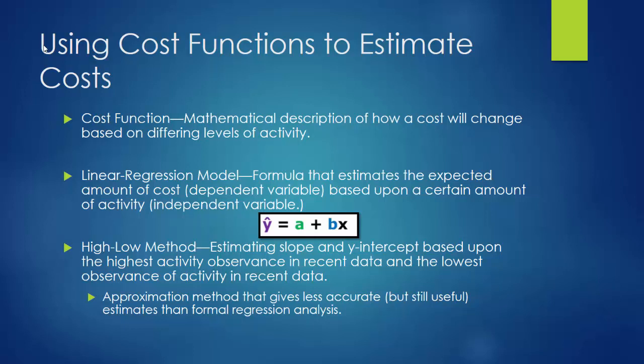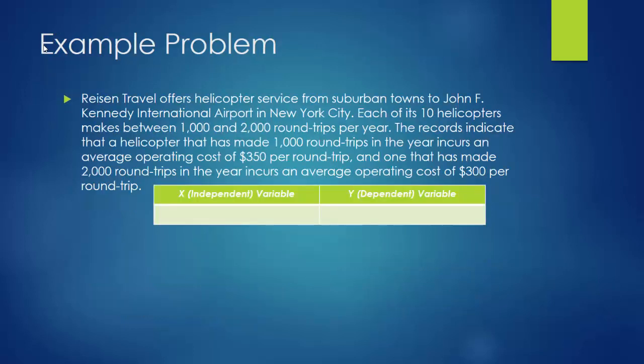There are different ways to go about doing this. The quickest, easiest approximation method is the high-low method, and this estimates our slope, which is b, and our y-intercept, which is a, based upon the highest activity observance in the recent data and the lowest observance of activity in our recent data. So instead of going through and taking every single month out of the year, or the last 2 years, etc., we're going to take only the high point and the low point. And because we have less numbers in there, it makes it easier to compute mathematically while still giving you a fairly accurate answer.